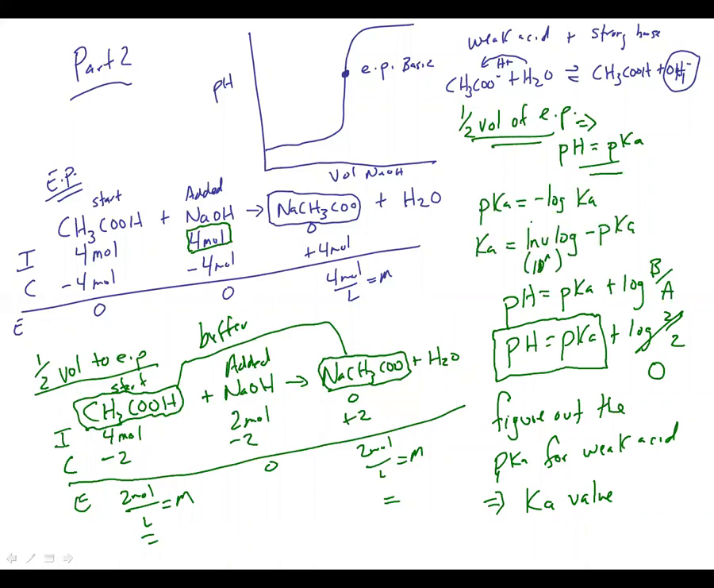The second aspect of part 2 of this experiment, in addition to making these really nice titration curves and being able to identify these different parts of the titration curve, is that you can use the titration curve and the information that's there to actually figure out the pKa value of your weak acid.